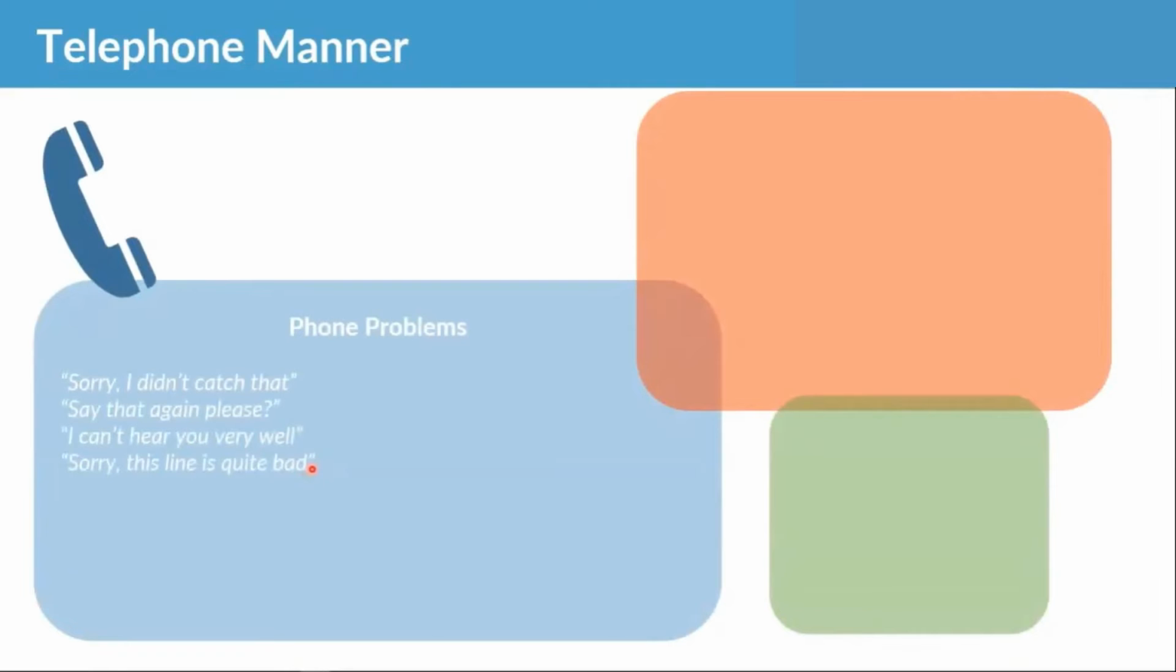Even if the line is not bad and you just can't understand them very well, that's a nice one to say, because then you are definitely not offending anyone. So if you can't understand a word they are saying, maybe they have terrible English, or maybe you have terrible English and you can't understand them, then this is a great one to say. Sorry, this line is quite bad. Could you say that again? Because you are not offending anyone, okay?